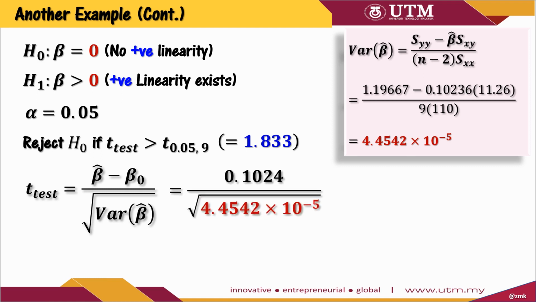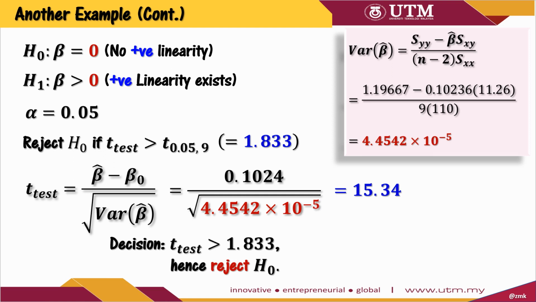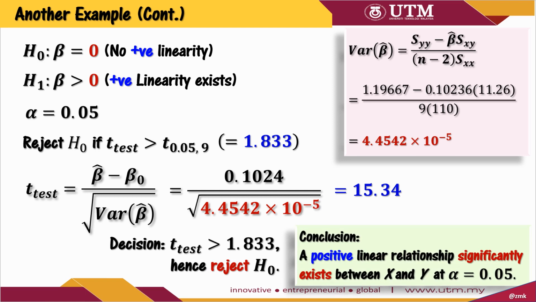Replacing beta hat with 0.1024, beta naught with 0, and the variance of beta hat as calculated before, you can check that the t-test statistic value is around 15.34. Based on this value, which is obviously larger than the critical value, you should then decide to reject H0 and conclude that there is a significant positive relationship between the average daily temperature X and the electrical consumption Y that evidently exists at the level of significance alpha equal to 0.05.